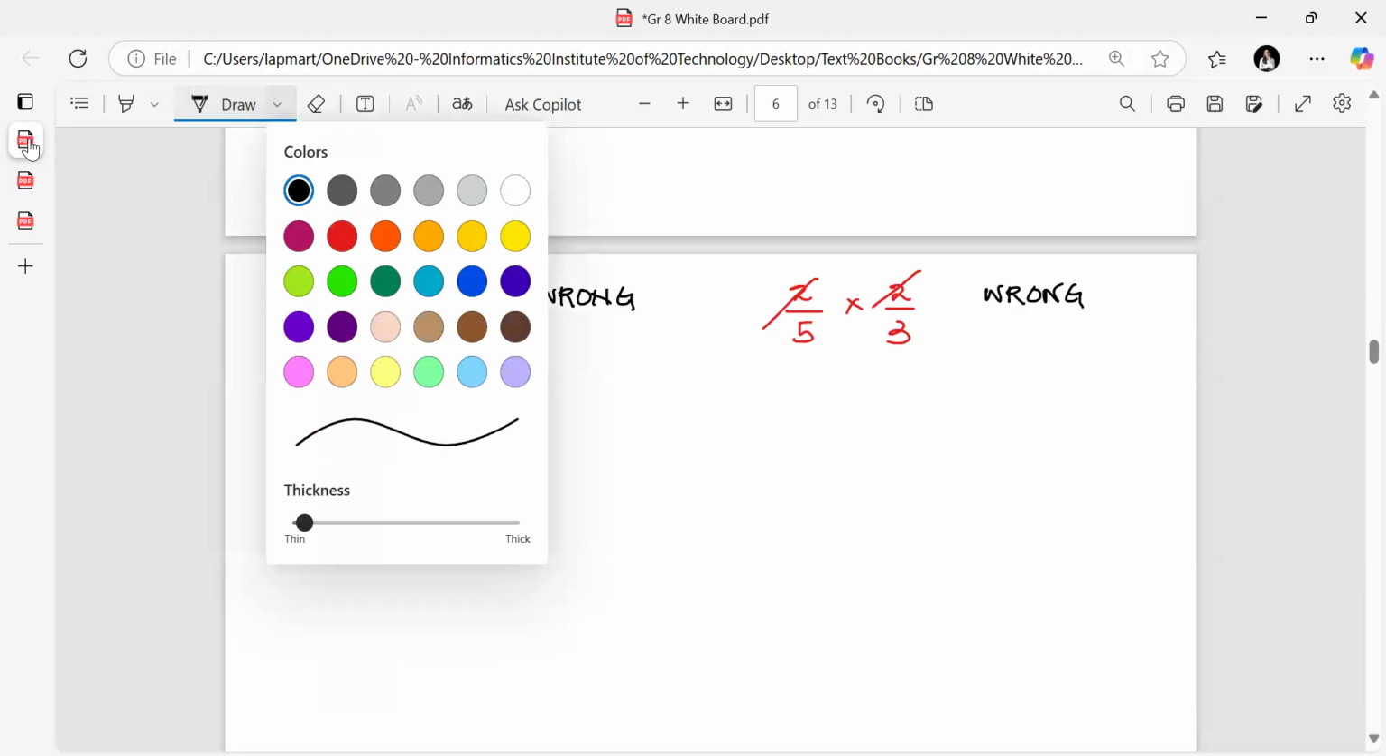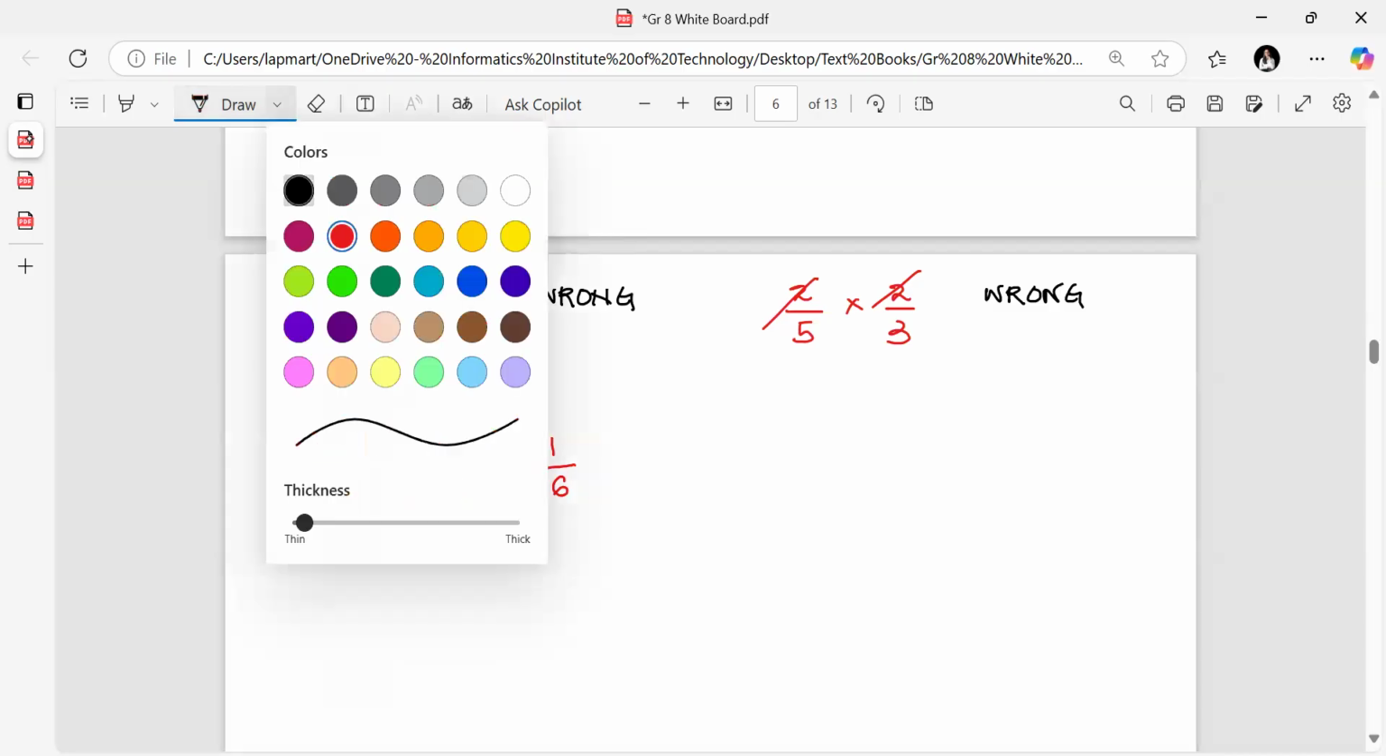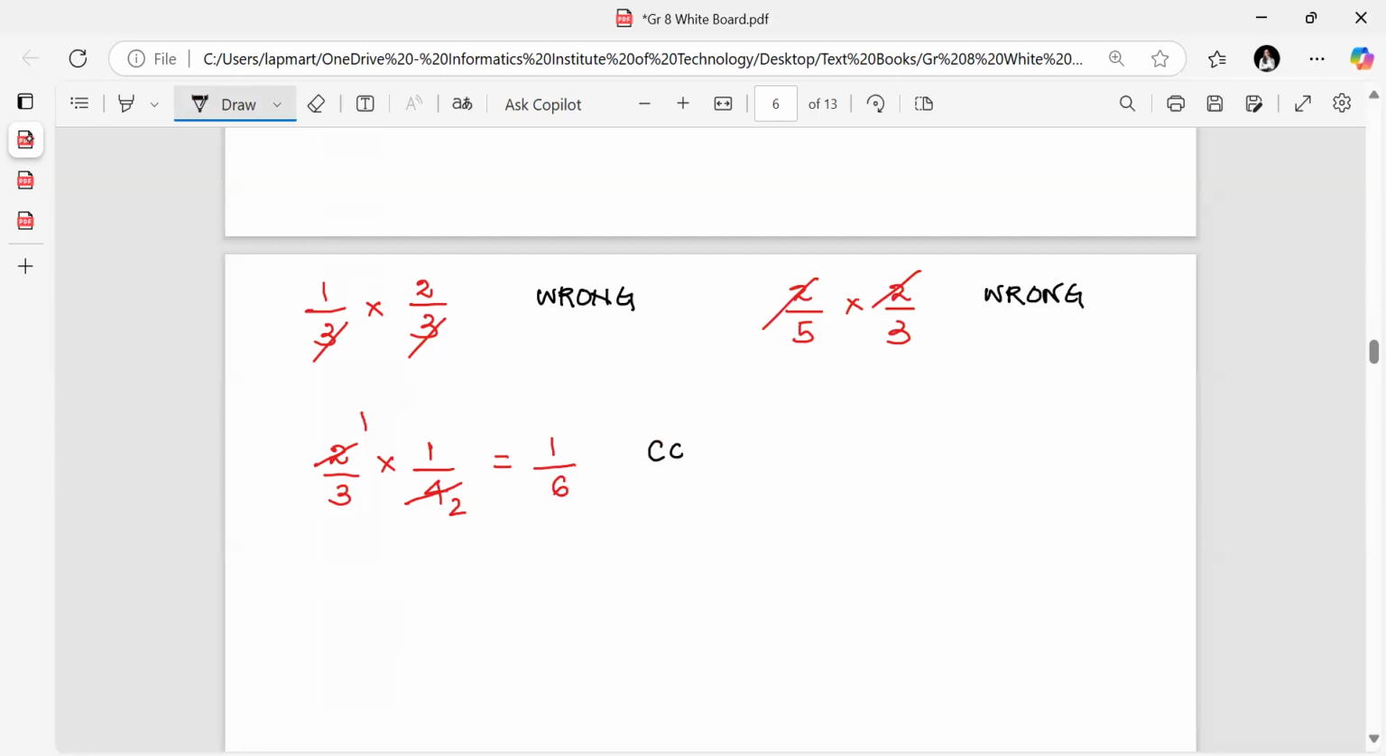But on the other hand, if you have something like this, let's say 2 over 3 multiplied by 1 over 4. 2 times 1, 2 times 2, then you get the answer 1 over 6, right? So this is correct. Why is it correct, children? Because whatever numbers you select, they are in two different locations.